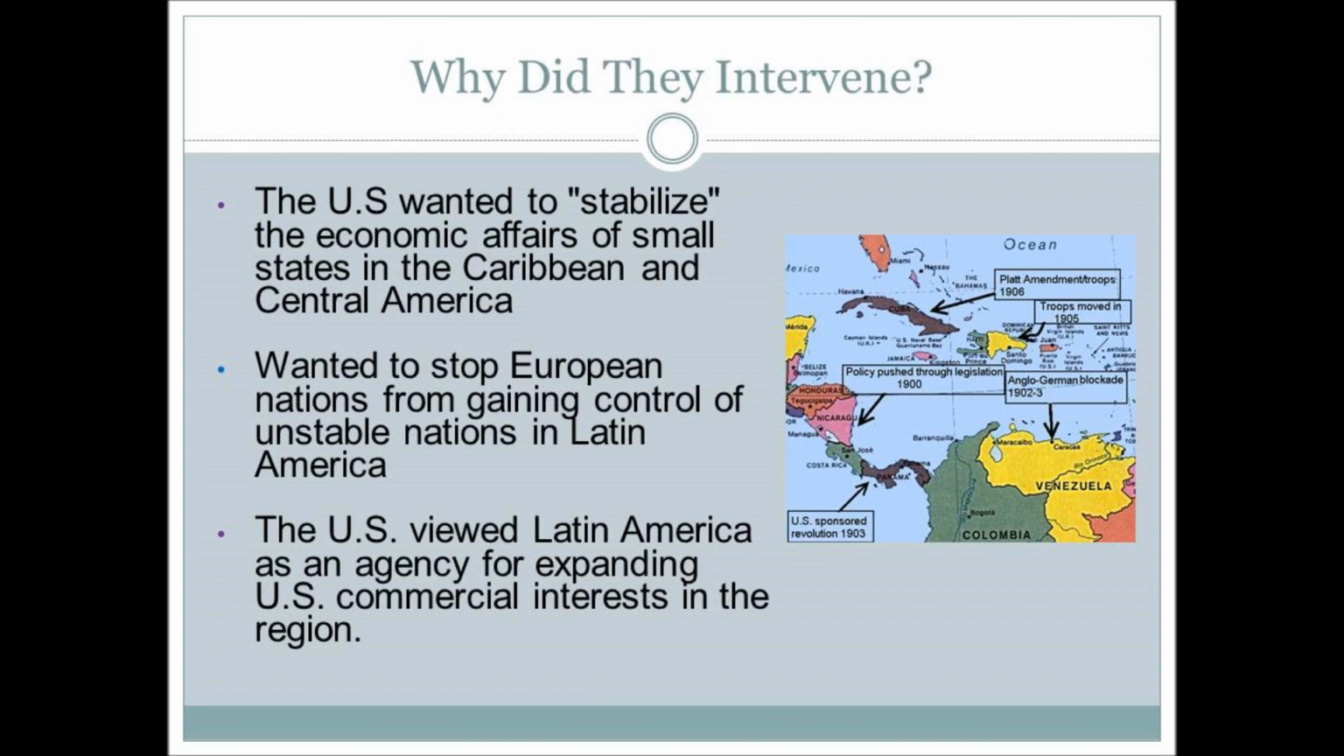So there's a lot of ways you can go about this, but really, why did they intervene? And when we say the word intervene, you guys might want to write this down. Intervene means to get involved with. Why did they step in? Why did they put their business into it?